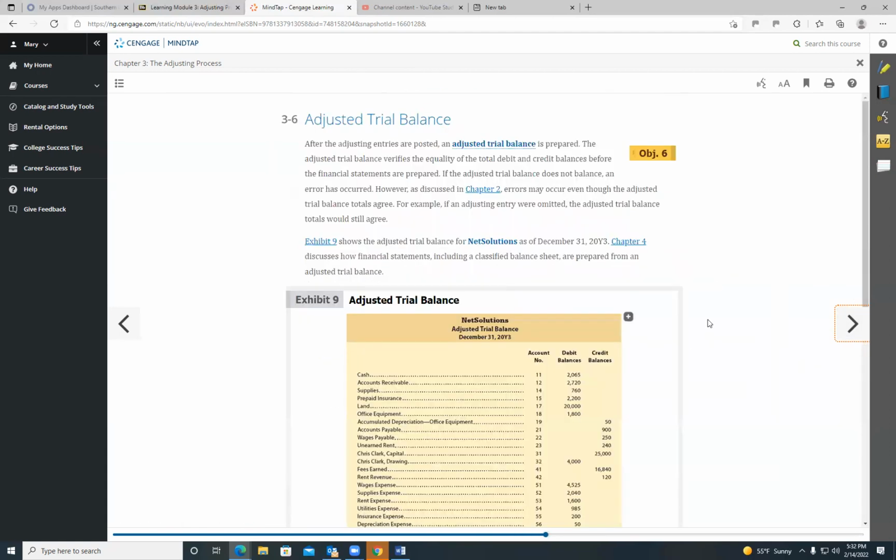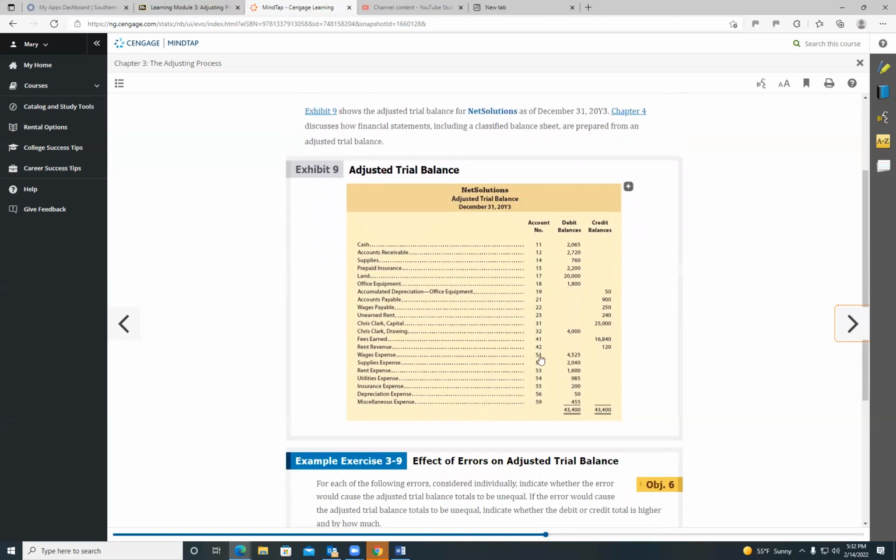All right. Now, at the end of chapter 2, we talked about an unadjusted trial balance. Well, in chapter 3, we've now done our adjusting entries. So after those adjusting entries are posted, we run what's called an adjusted trial balance. The adjusted trial balance verifies the equality of the total debits and credit balances before the financial statements are prepared. If the adjusted trial balance does not balance, of course that means an error has occurred, and we discussed how to look for those errors in the previous chapters.